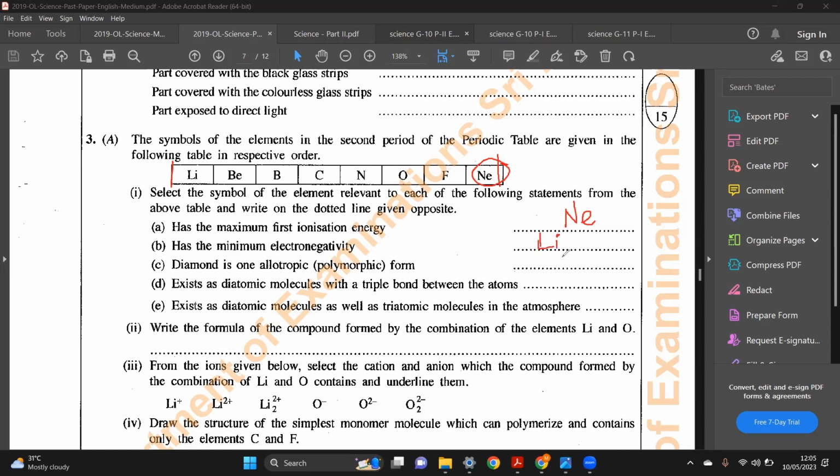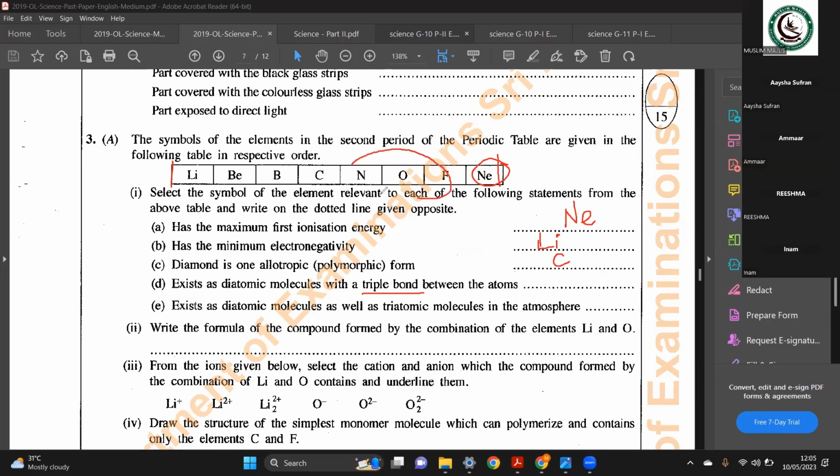Diamond is an allotropic form of carbon. Exists as diatomic molecules with triple bonds. Diatomic molecules, you have 3 of them, but out of that, only nitrogen has triple bonds. So therefore, N. Exists as diatomic as well as triatomic molecules, definitely oxygen, because you have O2 as well as O3 in the atmosphere in the form of ozone. Fluorine or nitrogen, you don't have triatomic, only diatomic. So therefore, it's oxygen.